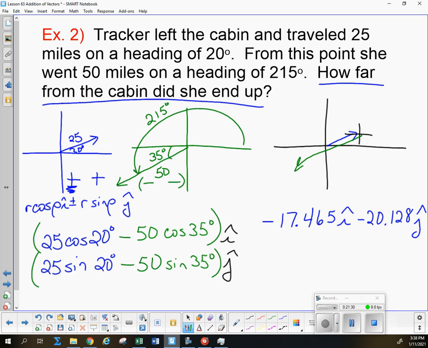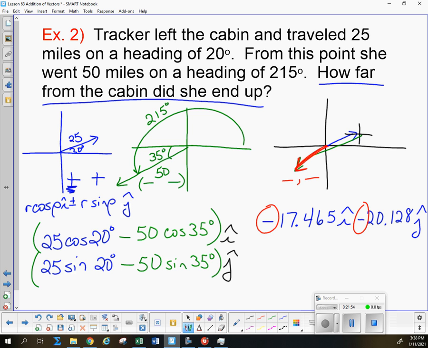Sorry, the calibration's off just a little bit. But we're going to end up in the third quadrant. That means my final vector is something like this, in the third quadrant. Third quadrant is always negative, negative. Notice that matches what I had right here, negative, negative.